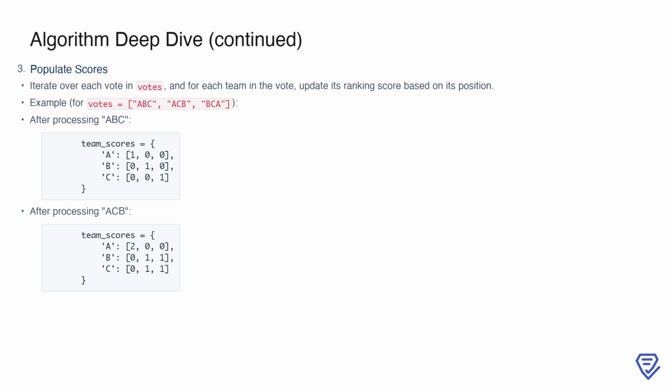After processing this vote, our team_scores dictionary looks like this: A: [1, 0, 0], B: [0, 1, 0], C: [0, 0, 1]. Then, we move to the next vote ACB, where A gets another first place vote, C gets 1 second place vote, and B gets 1 third place vote. Now, the dictionary updates to A: [2, 0, 0], B: [0, 1, 1], C: [0, 1, 1]. This process repeats for all votes, ensuring every team's scores are accurately tallied based on their positions across all votes.